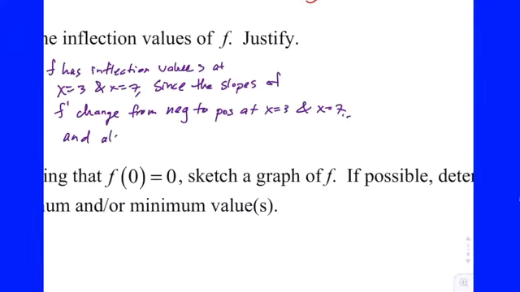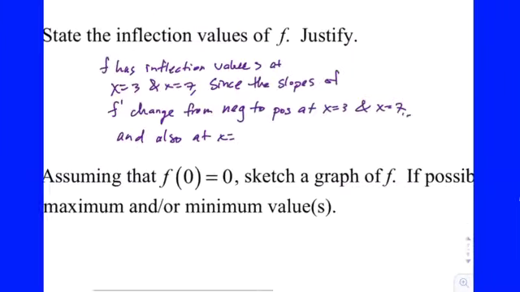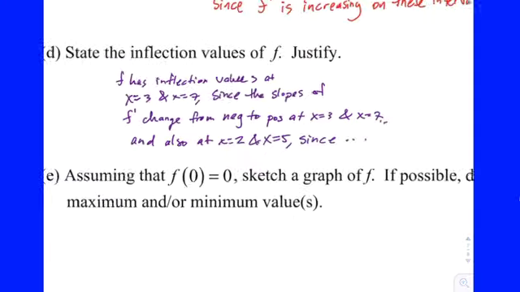and also at x equals 2 and x equals 5, comma, since the slopes of f prime change from positive to negative. Okay, so the sentences can get kind of long, but you should be picking up on the general theme in this section and the previous section of how you're expected to write those justifications.